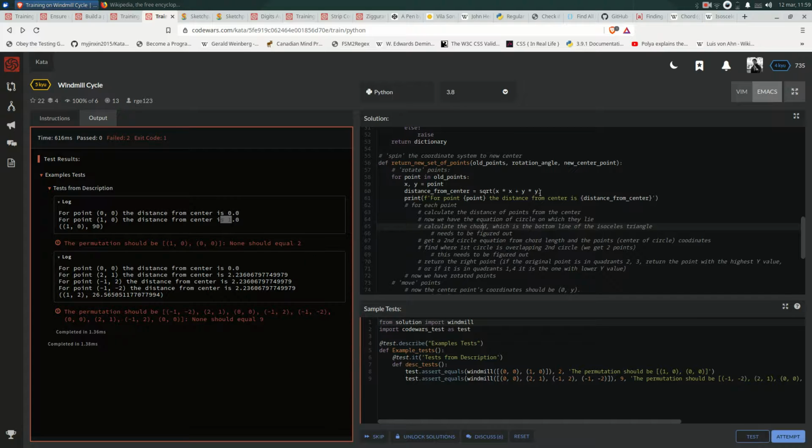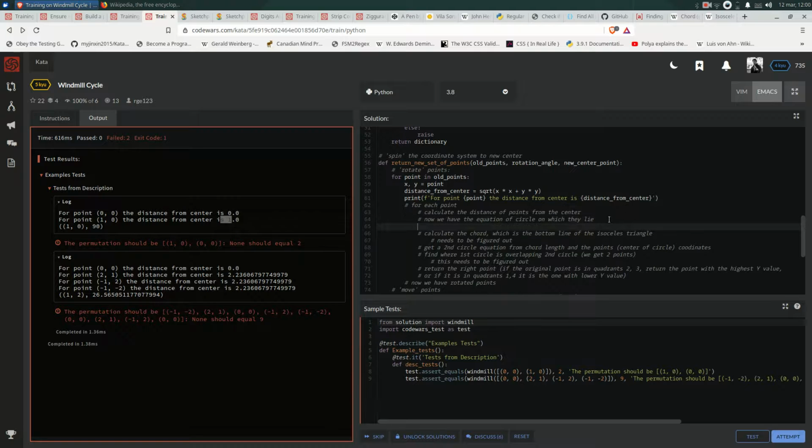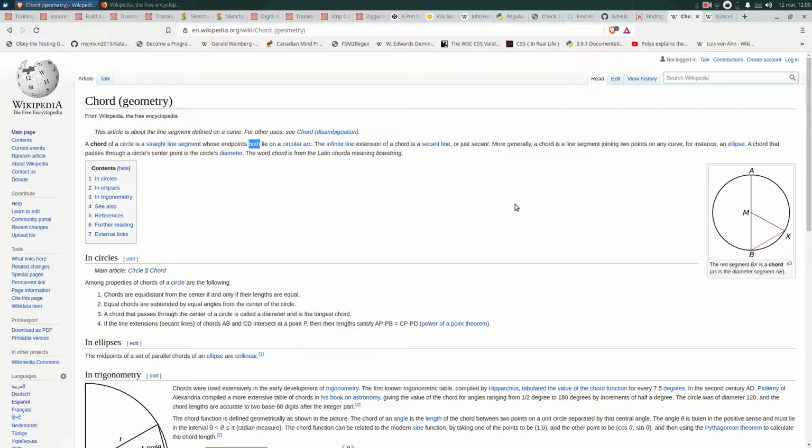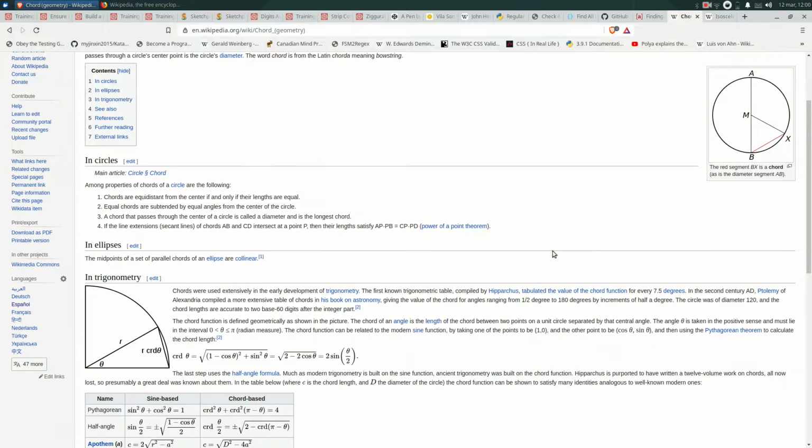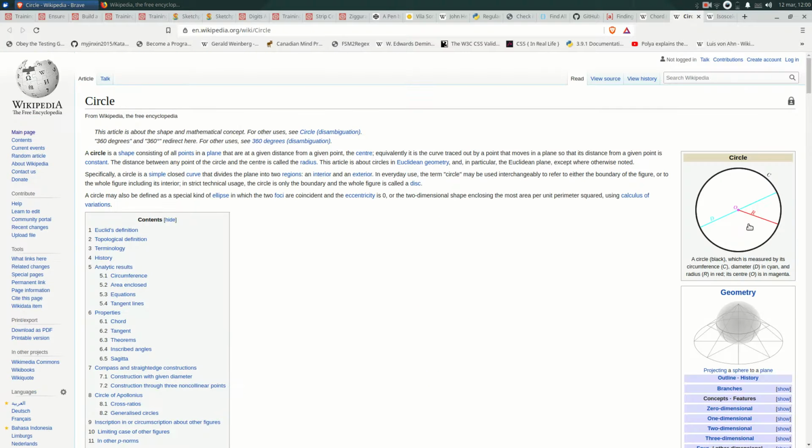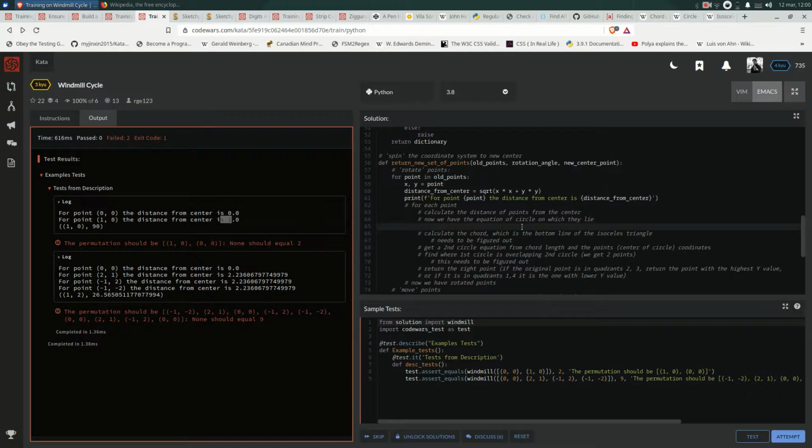Calculate the chord. How do we calculate the chord? Is the bottom. Alright, so we say here, what is this? The red segment is the ellipse, the circle, and it's R, the radius.